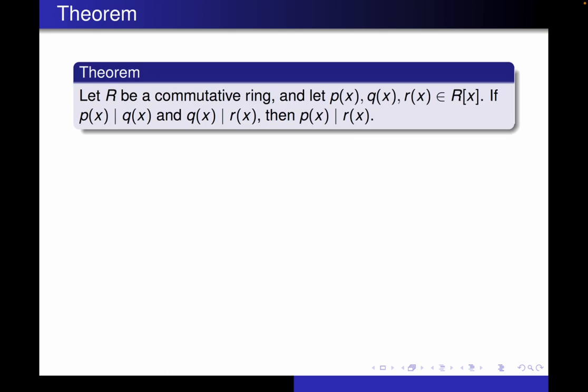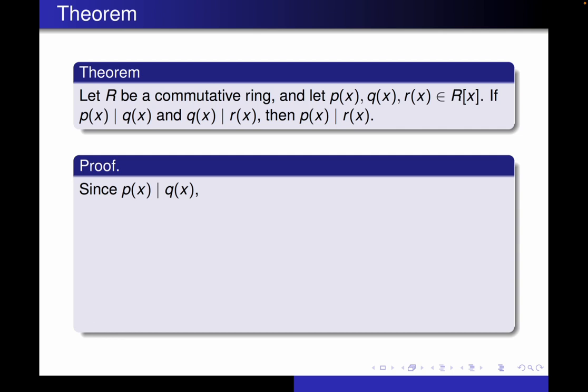All right, now we're going to prove a very basic theorem. This theorem should look familiar. We proved a very similar one for integers. If R is a commutative ring, and if p(x), q(x), and r(x) are polynomials, and we assume that p(x) divides q(x) and q(x) divides r(x), then it follows that p(x) divides r(x).